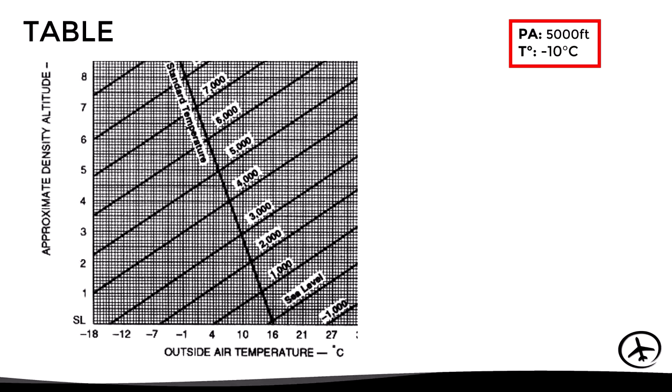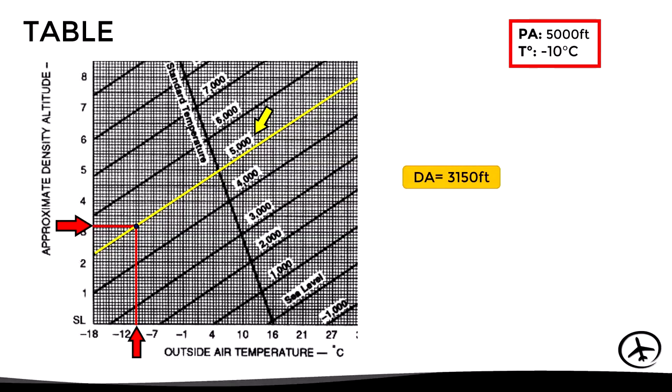Finally, let's see this example using the graph. Here, the first step is to identify the line that represents 5,000 feet of pressure altitude, which is this one highlighted in yellow. Then, in the lower part, we look for the current air temperature, which is -10 degrees. And we draw a vertical line until intercepting the 5,000 feet line. Finally, we just have to draw a horizontal line to the left and read the resulting density altitude, which in this case is approximately 3,150 feet.